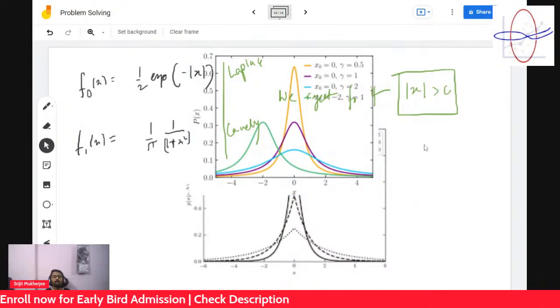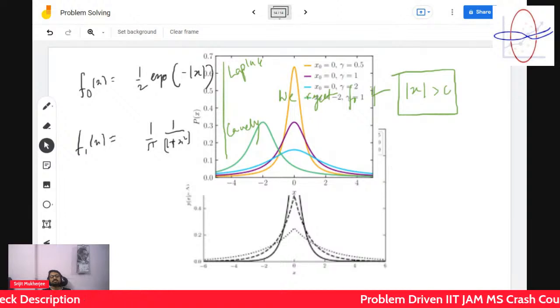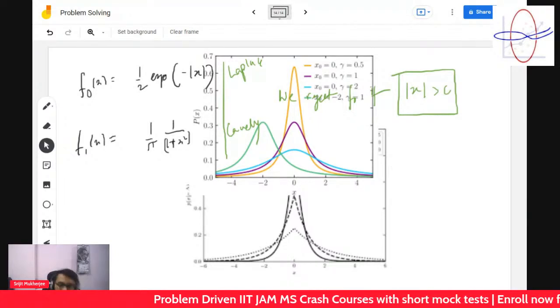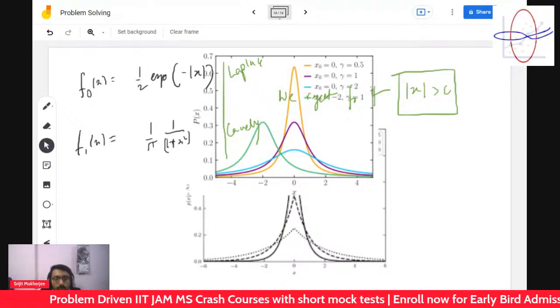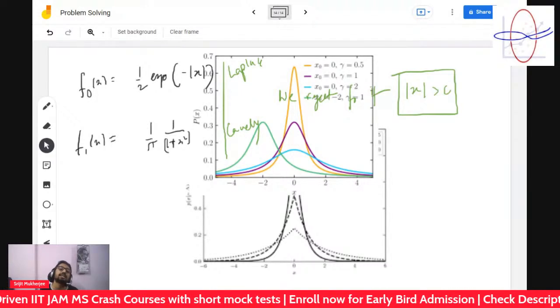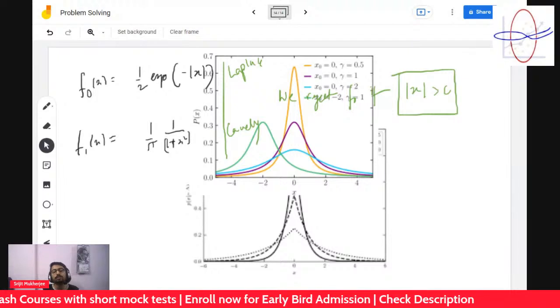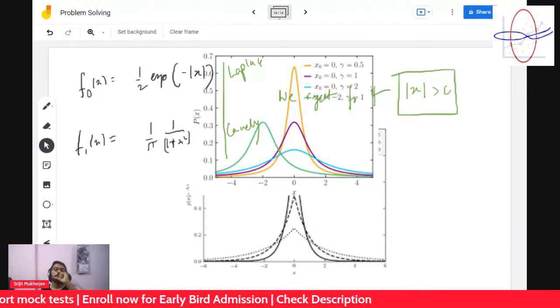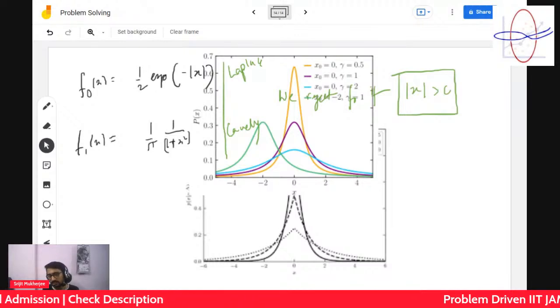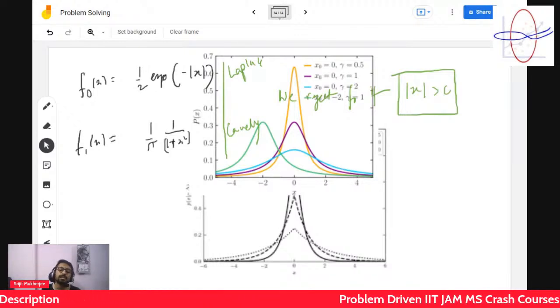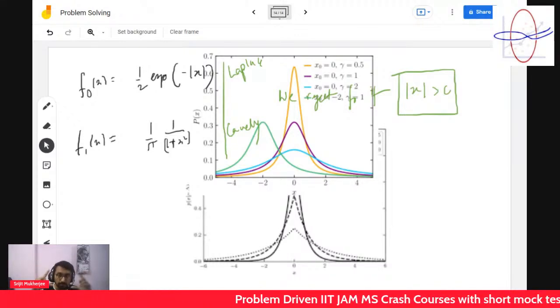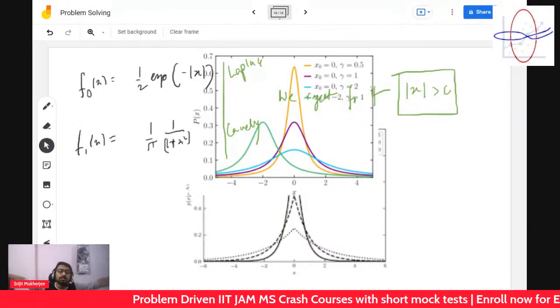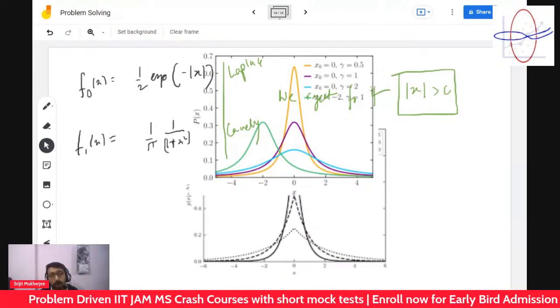Can you tell me why we're rejecting this? Why are we rejecting when mod x is greater than c? It's a very interesting problem. We have these two distributions, and the data is coming from one of them. So observing the data, if mod x is greater than c, we reject that it's from Laplace. That is, if mod x is really, really large, it must be from Cauchy. Can someone tell me why?